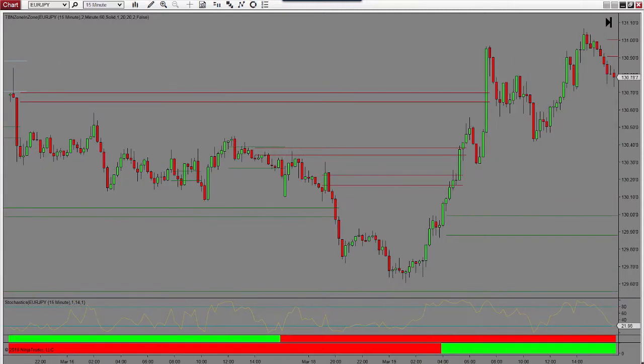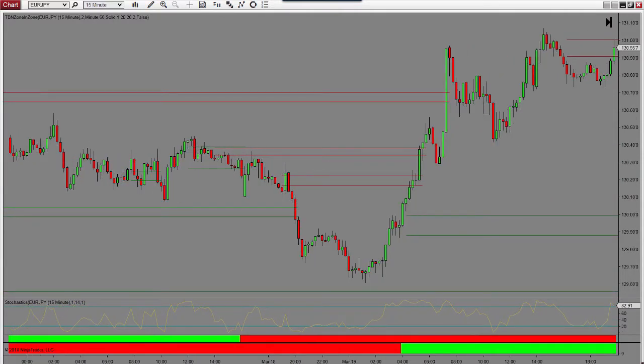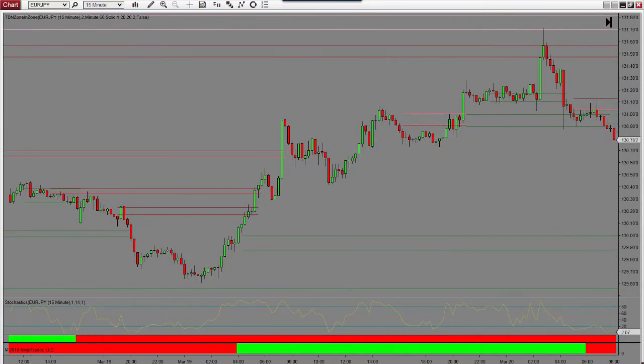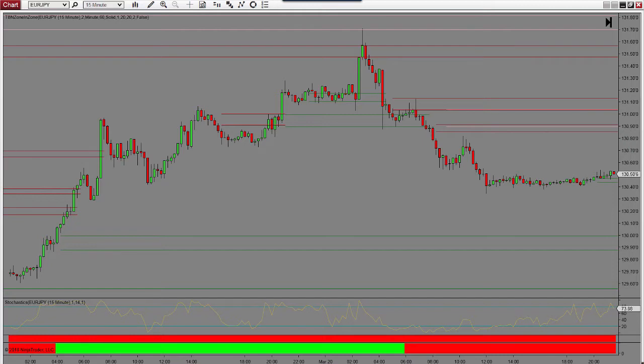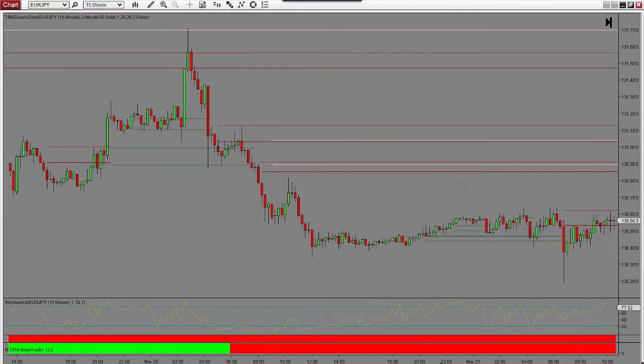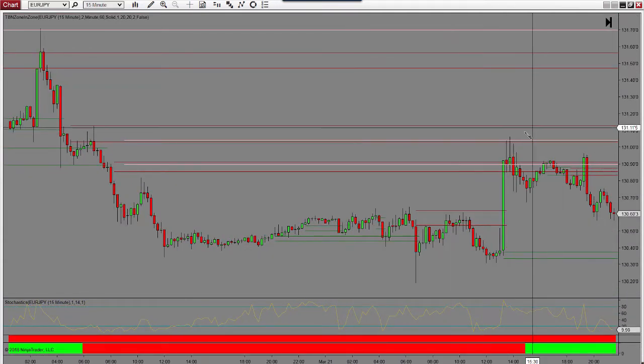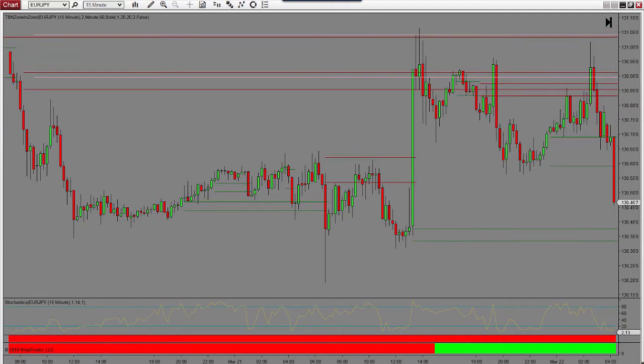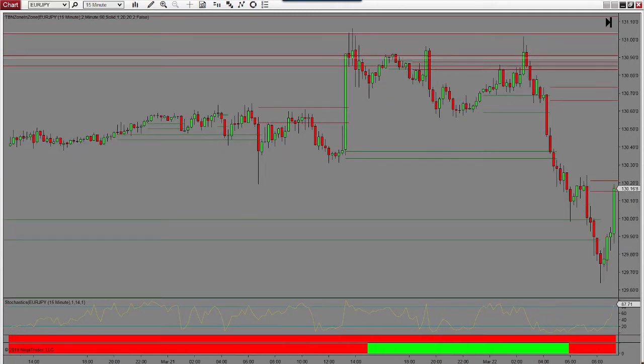Pretty choppy action in here. Okay, I'd have a trade right here. That would have been a nice winner as well. So now here's a nice thing about these trades.